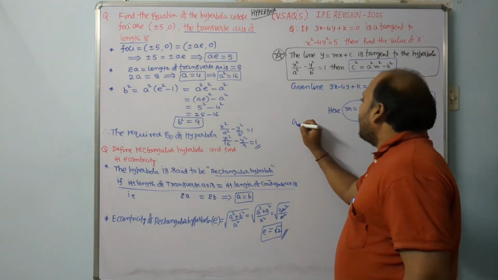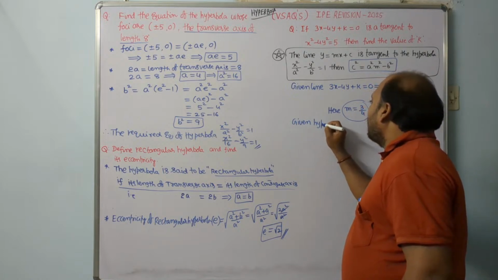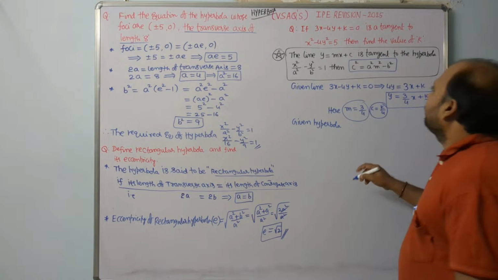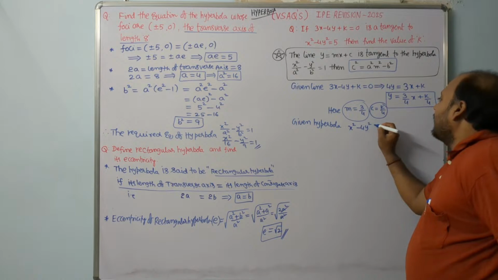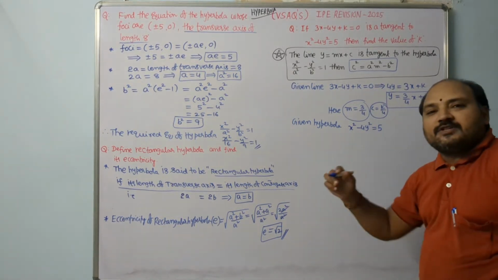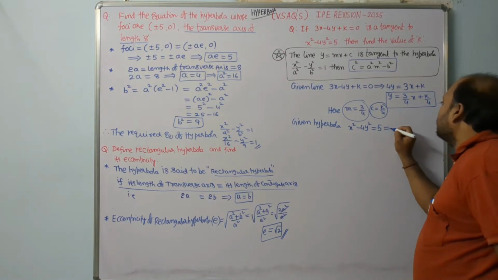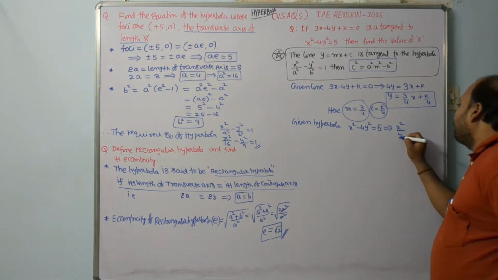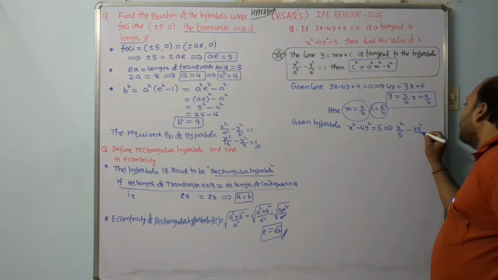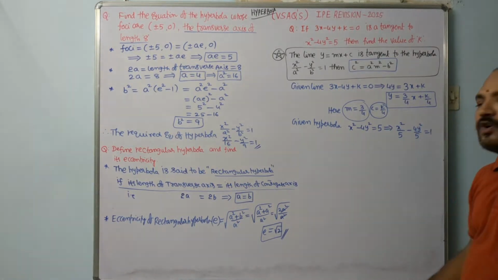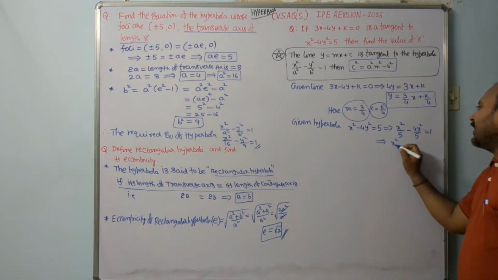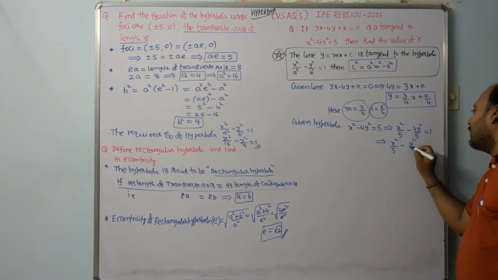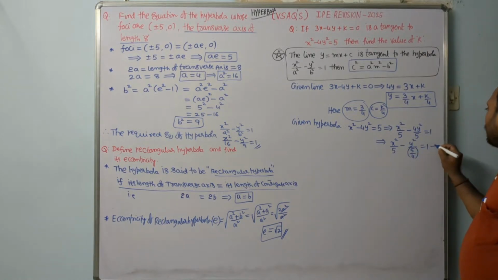Next, given hyperbola: x square minus 4y square is equal to 5. This equation will bring into the form of standard equation of the hyperbola. X square by 5 minus 4y square divided by 5 equal to 1. But still it is not in the form. Y square should be there in the numerator, but it is not there. So what we can do is x square by 5 minus y square by 5 by 4 is equal to 1. You keep that equation number 2.